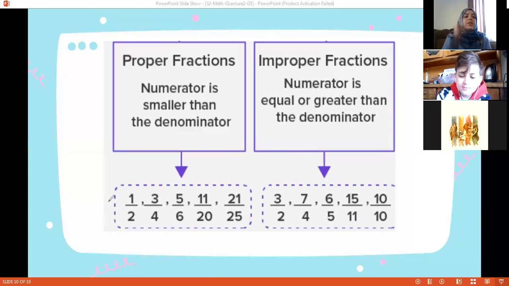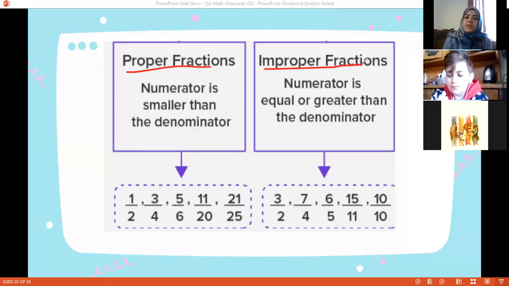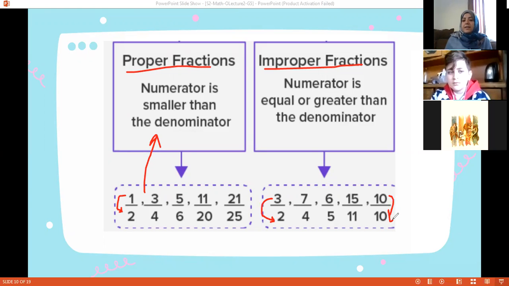Yes. And here you have a lot of examples of proper fractions and improper fractions. In the proper fractions, you have fractions where the numerator is less than the denominator. And in the improper fractions, you get fractions where the numerator is greater than the denominator or even equal. Is it easy? Yes, very easy. Let us continue.